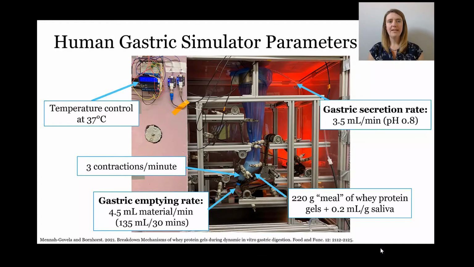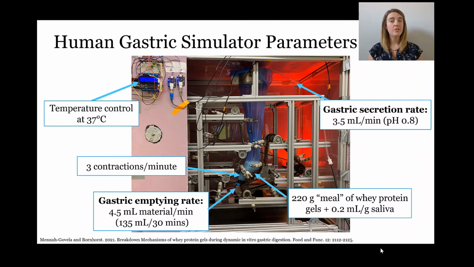Again, we use our human gastric simulator. We have our temperature control, so it's 37 Celsius, 3 contractions per minute. In this case, our meal was 220 grams of whey protein isolate gels mixed with 0.2 milliliters per gram saliva. And then once our gastric digestion began, we had our secretion rate.